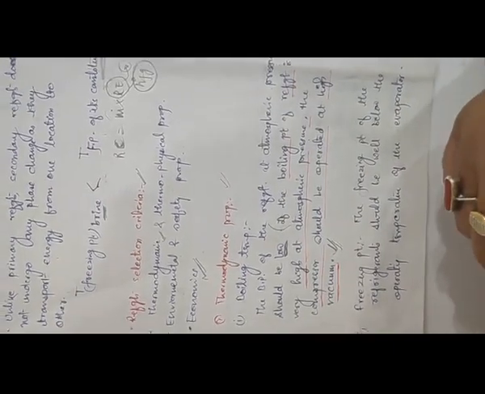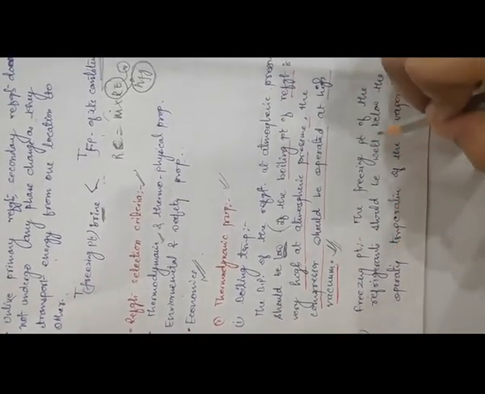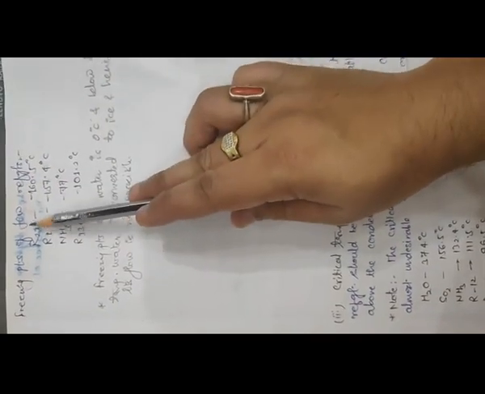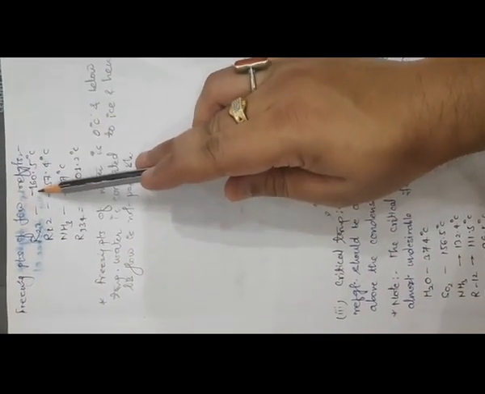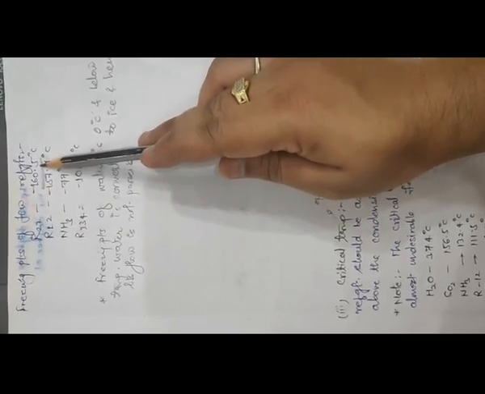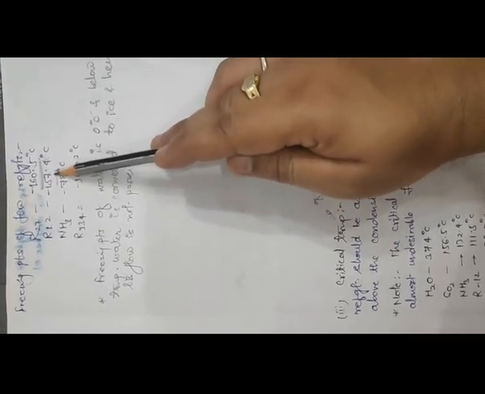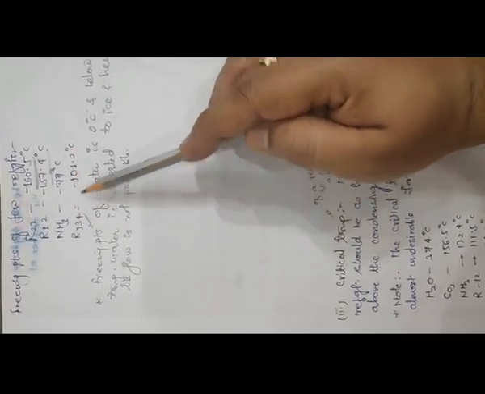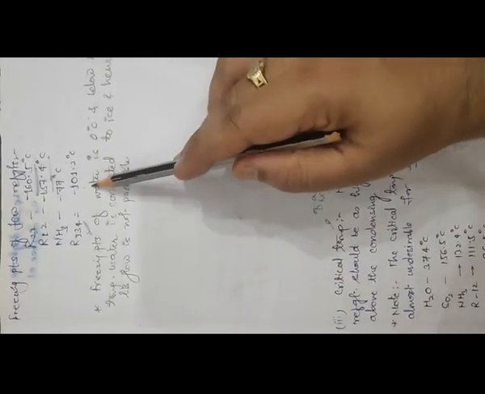Second point is freezing point. The freezing point of a refrigerant should be well below the operating temperature of the evaporator. Here are some freezing points of different refrigerants. R22 has a freezing temperature of minus 160.5, R12 has minus 157.4, NH3 or ammonia has minus 77 degrees centigrade, and R134 has a freezing point of minus 101.2 degrees centigrade.